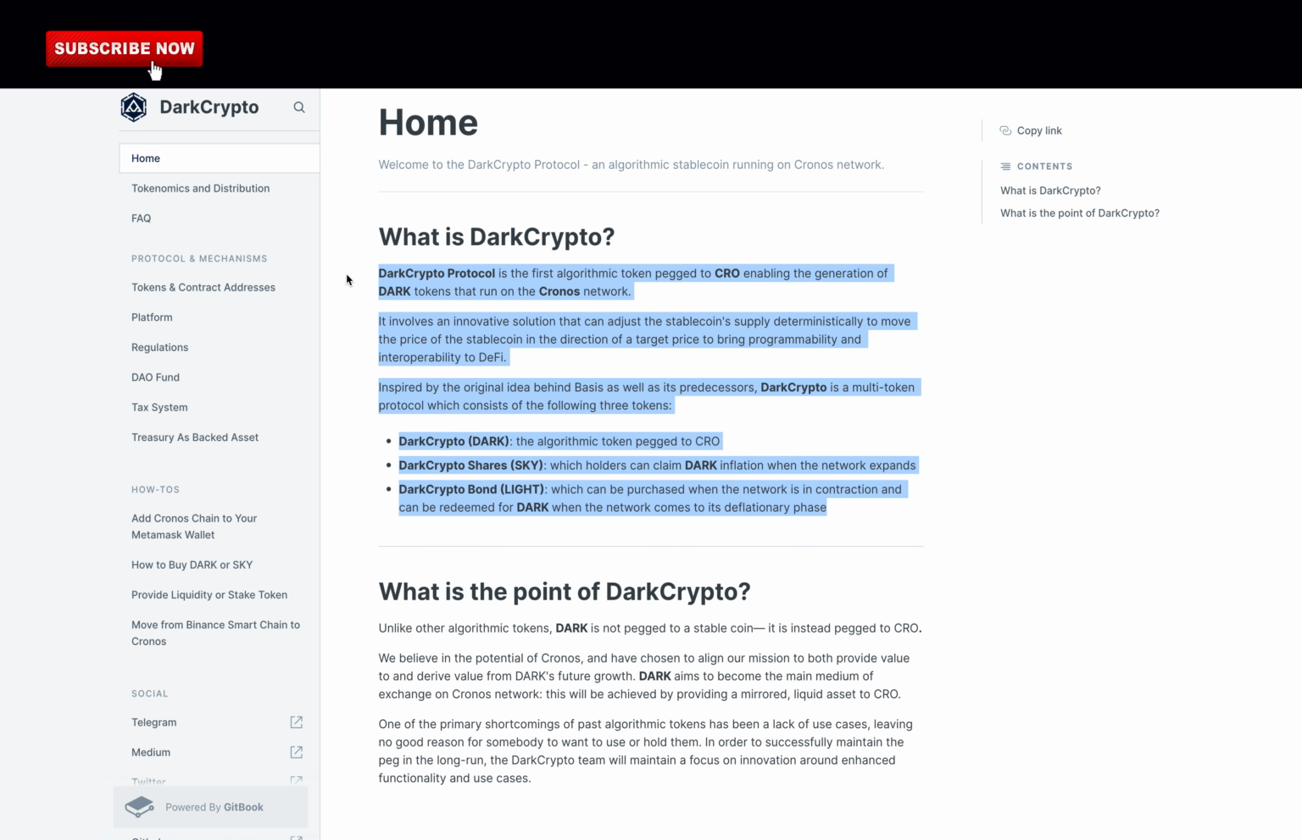Inspired by the original idea behind Basis as well as its predecessors, Dark Crypto is a multi-token protocol which consists of the following three tokens. Dark Crypto, DARK, the algorithmic token pegged to CRO. Dark Crypto Shares, SKY, which holders can claim Dark inflation from when the network expands. Dark Crypto Bond, LIGHT, which can be purchased when the network is in contraction and can be redeemed for DARK when the network comes to its deflationary phase.